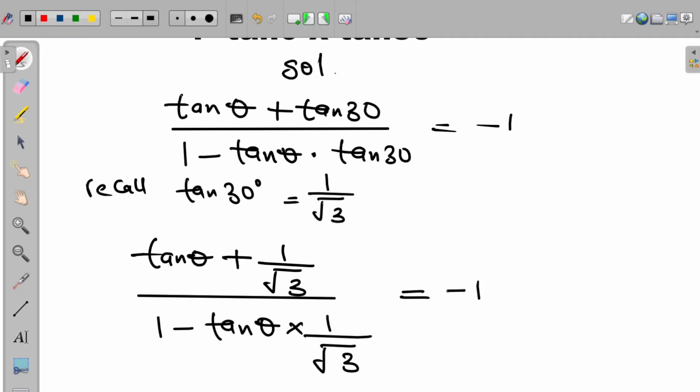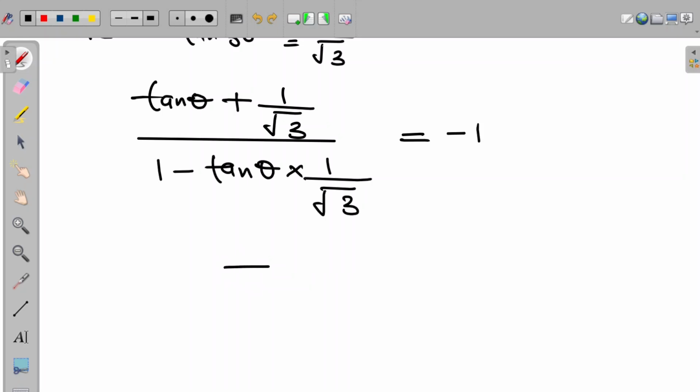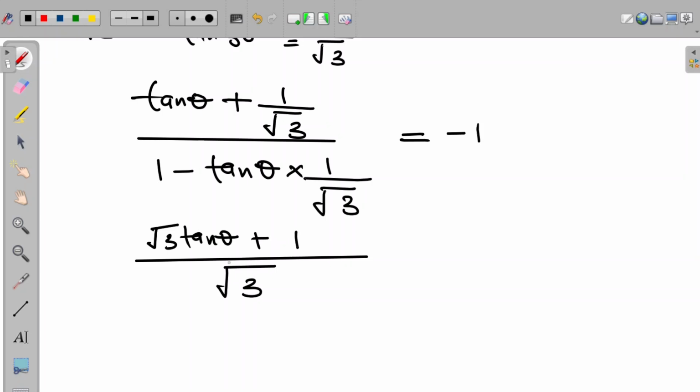So the equation becomes, we have root 3 divided by 1 will give us root 3. Root 3 times tan theta is root 3 tan theta, plus root 3 divided by root 3 is 1. 1 times 1 is 1. Everything will now be divided to obtain the denominator.